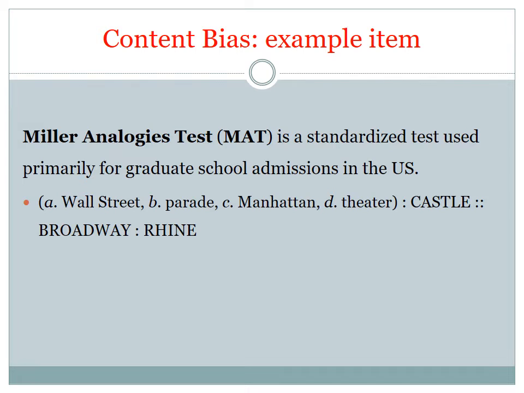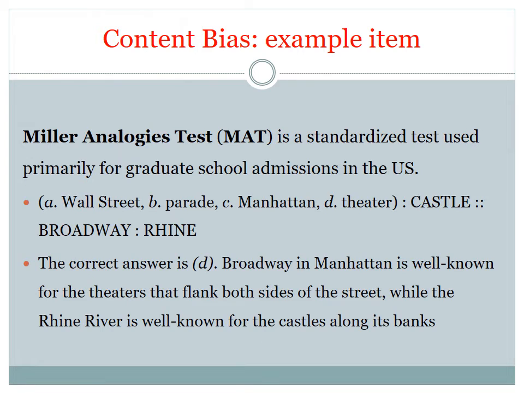So the way that the items are supposed to be read is like this. Blank, selecting from this area right here, blank is to Broadway as castle is to Rhine. Again, blank is to Broadway as castle is to Rhine. So you've got the second two items that are presented, Broadway and Rhine, and from the first two items, you're missing the first item. So you're supposed to pick the item that fits to fill out that first set. And in this case, the correct answer is D. Theater is to Broadway as castle is to Rhine.